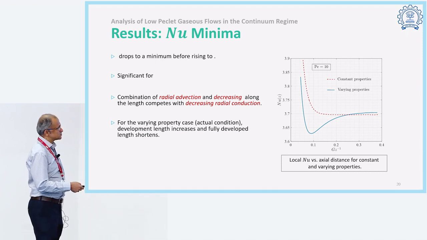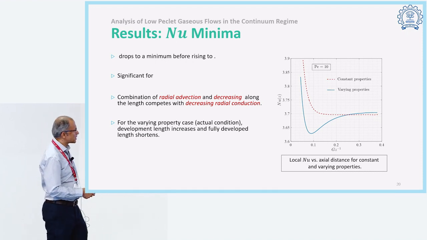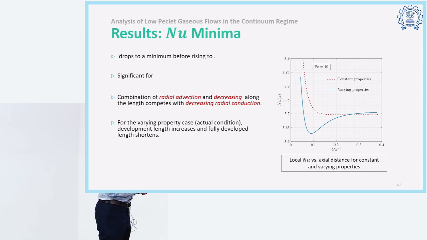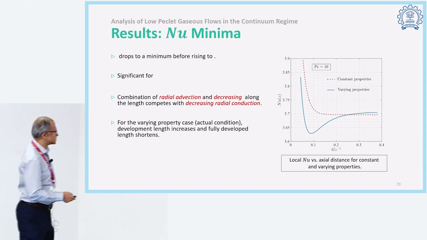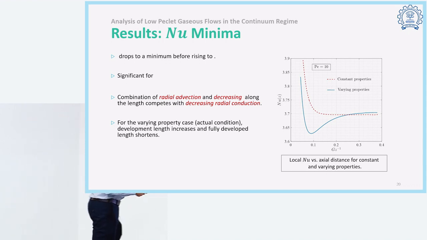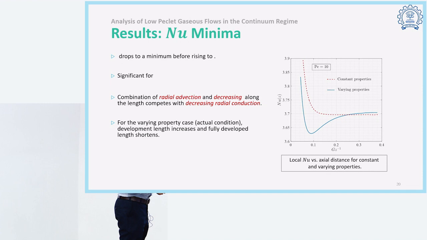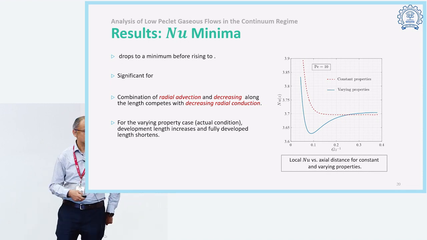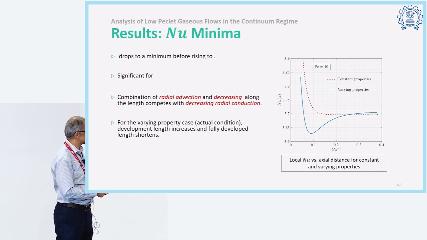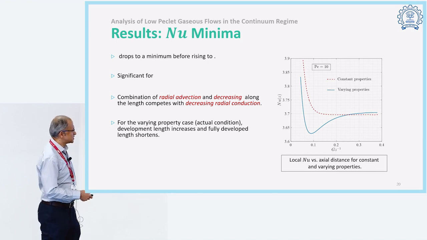If you just take one case and look at Nusselt number as a function of Graetz number, again there are two different cases, one with constant properties and the other with varying properties. What we were very surprised to see is that when you put the more realistic variation of properties with temperature, that means the varying property case, you see that there is a shallow minima.